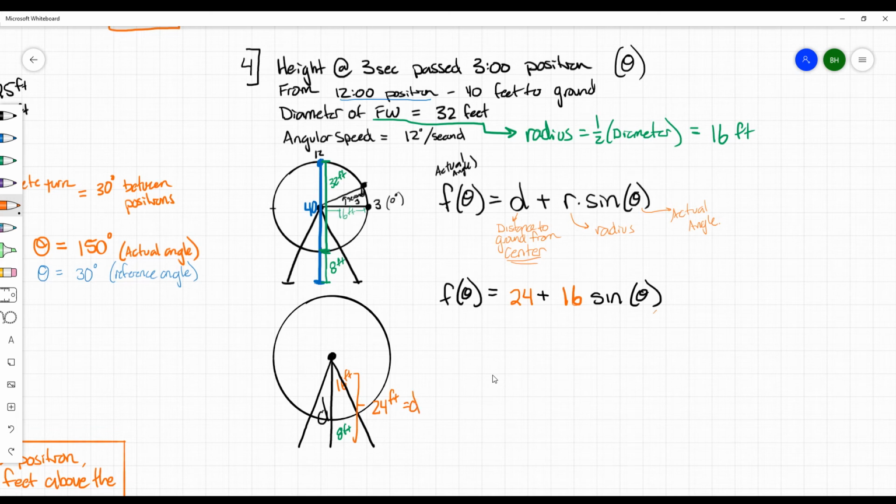Now, the last part is theta. How do I find the actual angle? Well, this one's not as hard because the problem actually tells you how many seconds have passed a certain position. We know that the 3 o'clock position represents 0 degrees. So if we start from 0 degrees and then 3 seconds have passed, each one of those seconds represents a certain amount of rotation. So let me draw this a little bit differently. We got 1 second, 2 seconds, 3 seconds. You don't need to draw it like this. This is just how I visualize it.